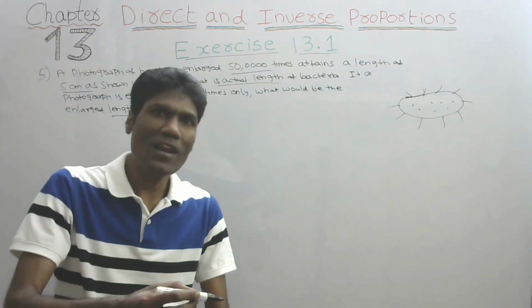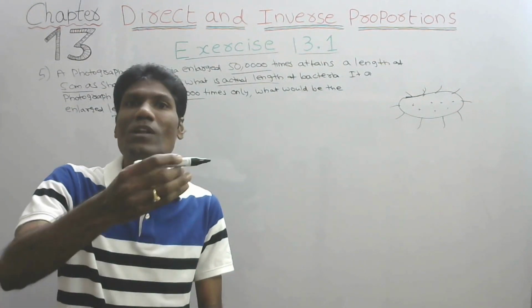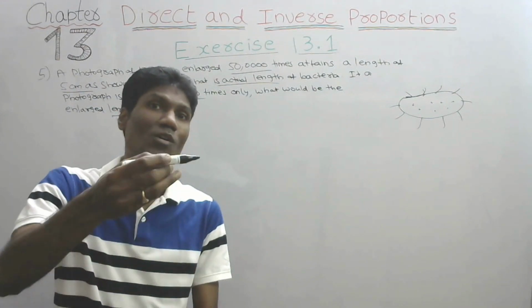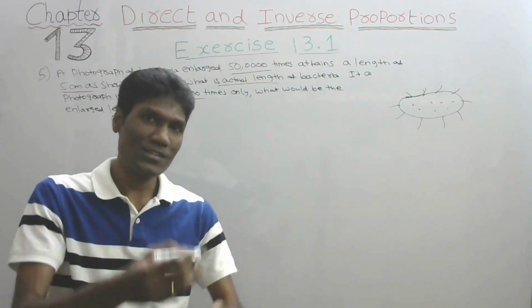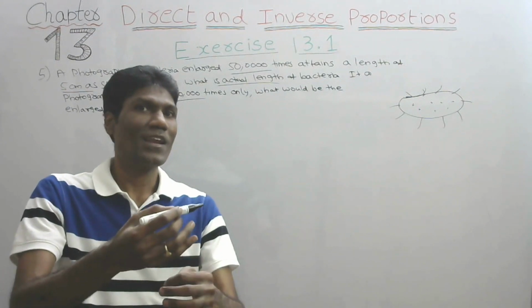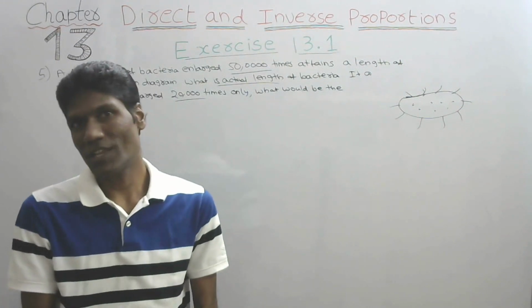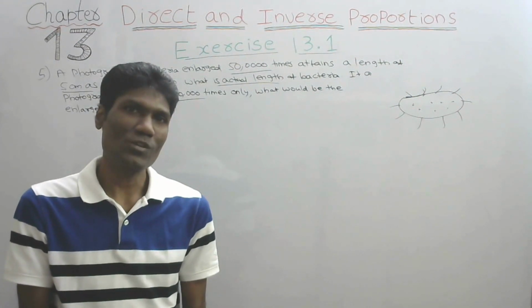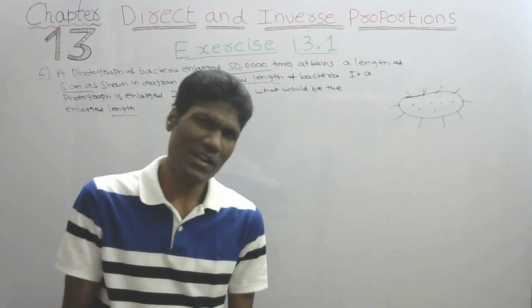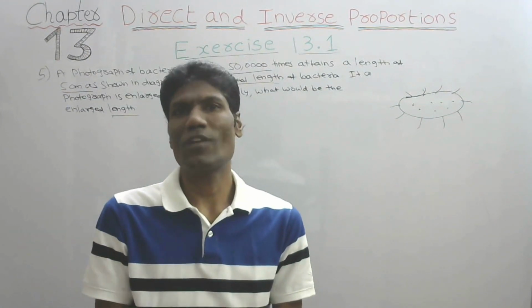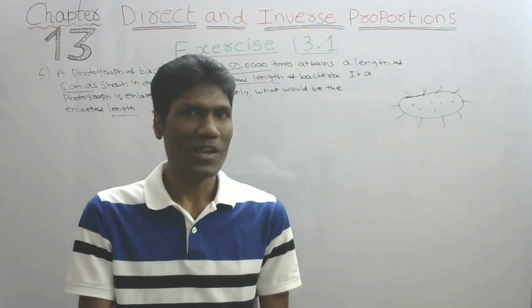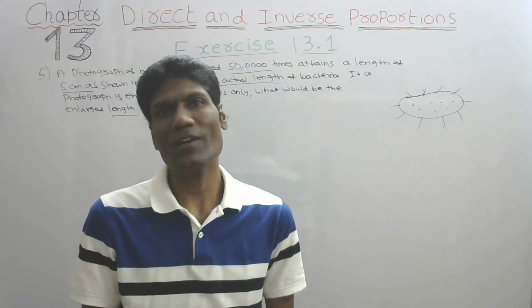When we enlarge more number of times, the length will be more. If we enlarge less number of times, the length will be less. So it is directly proportional, and the ratio will be constant. Let us apply that formula and find it.